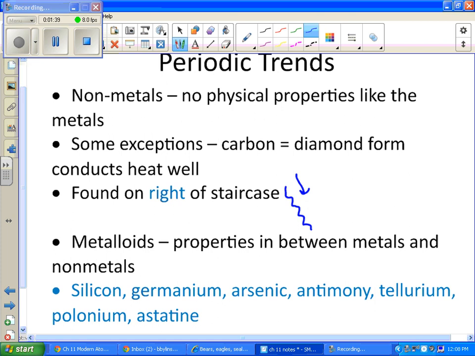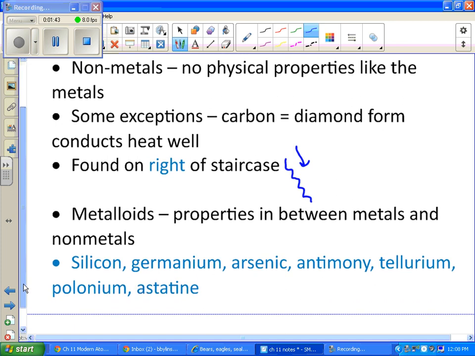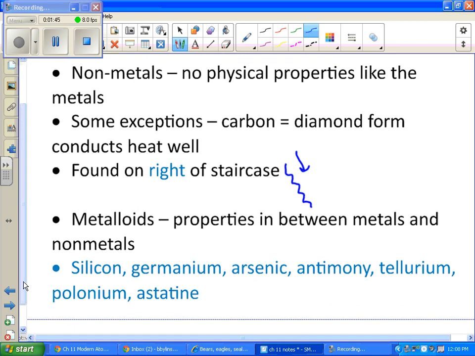And then you have these things called metalloids, which have properties in between metals and nonmetals. And most of them are on the staircase itself, beginning with silicon, which is right around here. Okay? So you don't need to memorize these because they are on your table, but I did want you to know which ones they were. So silicon, germanium, arsenic, which is a poison, antimony, the symbol is actually Sb if you're looking for it on the table, tellurium, polonium, and astatine.